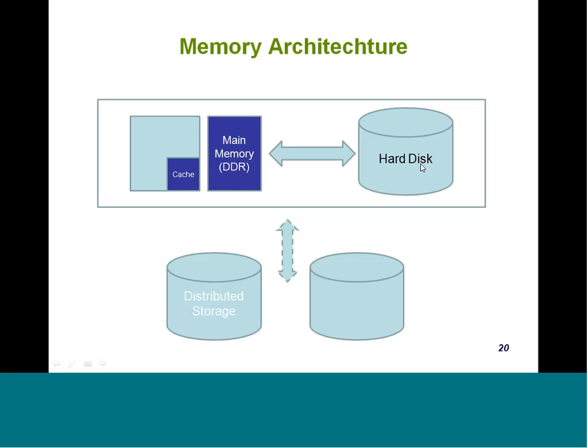Then you have the hard disk, which is essentially the storage where things get written, and the programs reside in the hard disk before they get executed. A distributed storage is nothing but, if you look at this particular box, the box around it is a system or a computer, and a distributed system is a centralized storage that is shared between multiple computers, or there are multiple disks that can be accessed by a single computer, all through a network.